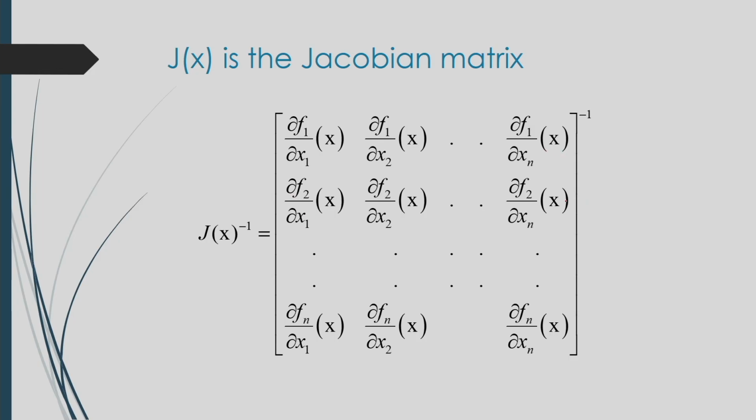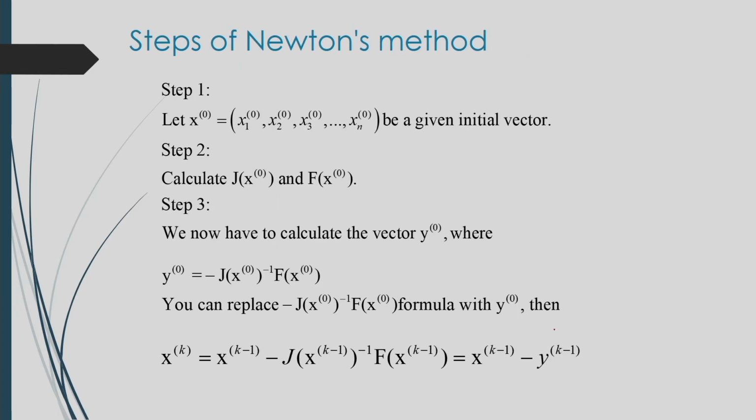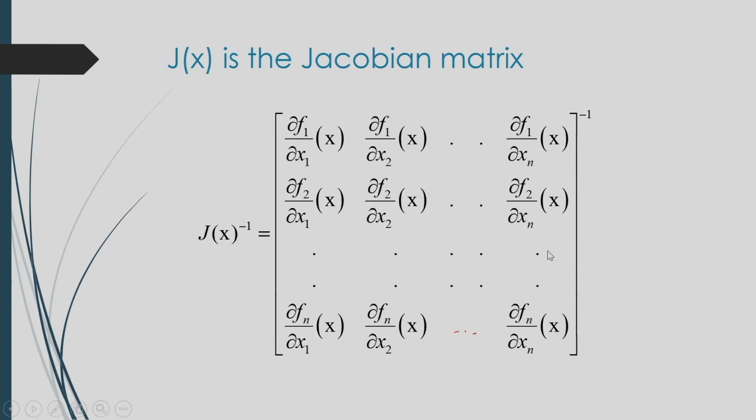Similarly, in the second row it will come ∂f2/∂x1 (x), ∂f2/∂x2 (x), up to ∂f2/∂xn (x). If there are n equations, then you have to take the derivatives of fn: ∂fn/∂x1 (x), ∂fn/∂x2 (x), up to ∂fn/∂xn (x). So, this is called the Jacobian matrix, and its inverse will be regarded as the inverse of the Jacobian matrix.